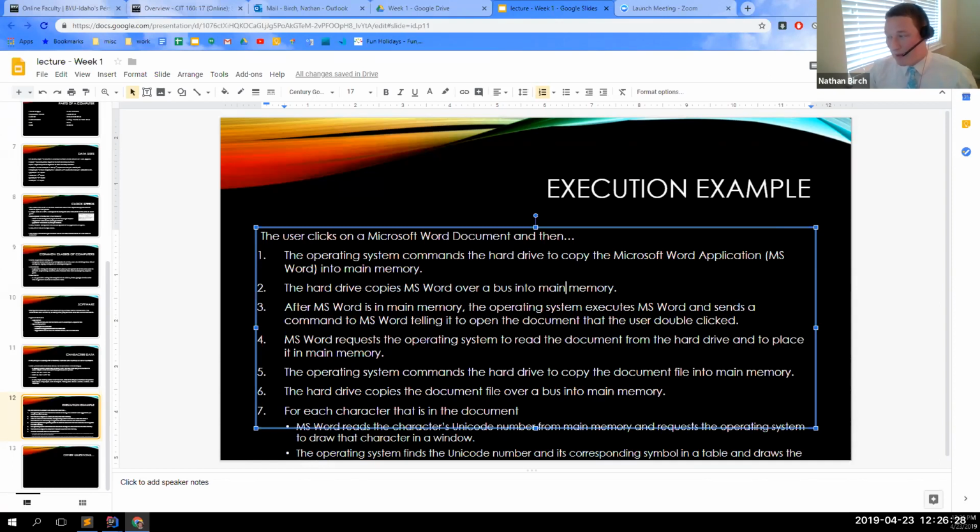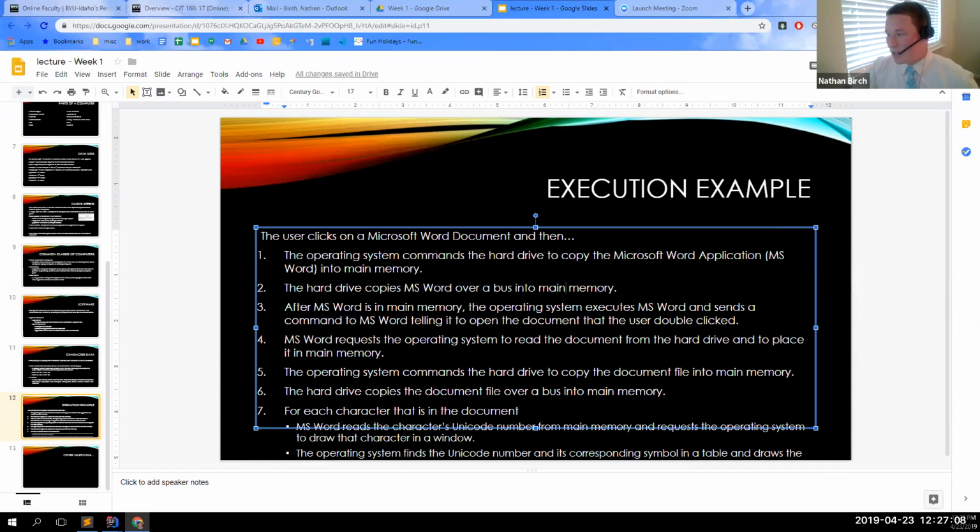And then it ends up there. After Microsoft Word is in main memory, which again is generally classified as RAM, the operating system executes Microsoft Word and sends a command to Word telling it to open the document that the user double-clicked. Okay, simple enough. Then Word requests the operating system to read the document from the hard drive and to place it in main memory. So we just transferred Word over to main memory. It's now accessible. We'll open it up, and now Word realizes this was opened with a specific file in mind. So it requests to the operating system, find this file, and the operating system copies this file again over the bus into main memory so that it can actually be utilized.